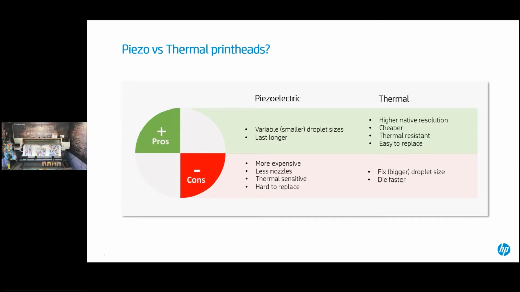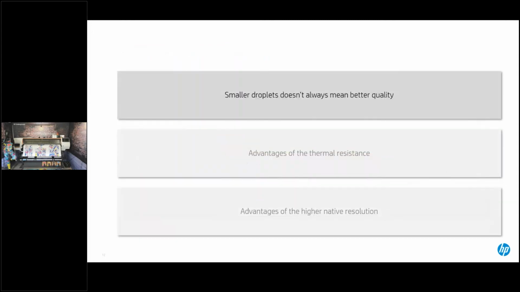to have your printer fixed. So with a Thermal Inkjet Printhead, the pros, you have a higher native resolution, even down into 1 pass and 2 pass. They are cheaper, they're thermal resistant, they're easy to replace. Now with the cons, you have a fixed dot or bigger droplet size in some cases, and they tend to die faster. But again, they are a fraction of the cost of a Piezo printhead.